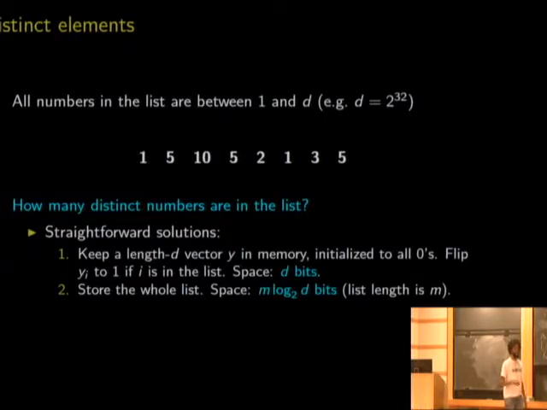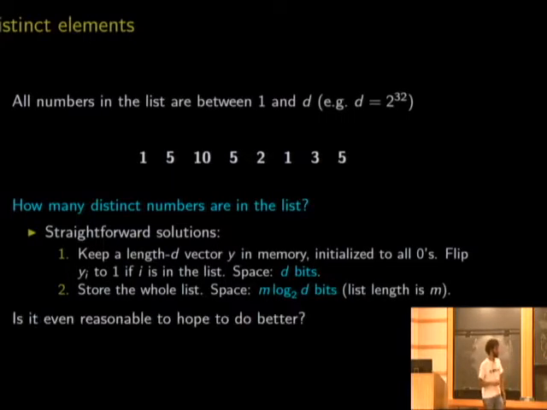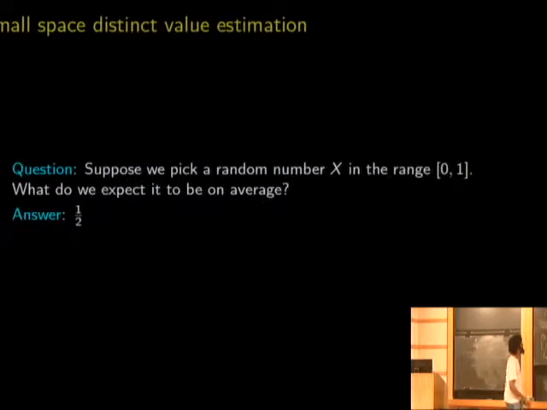That's m times log base 2 of d bits. So these are two straightforward solutions, and they require memory that's either linear in the universe size d or in the stream length m. The question is, is it even reasonable to hope to do much better than that? I want to convince you that there are some non-trivial algorithms that you can apply to this problem.